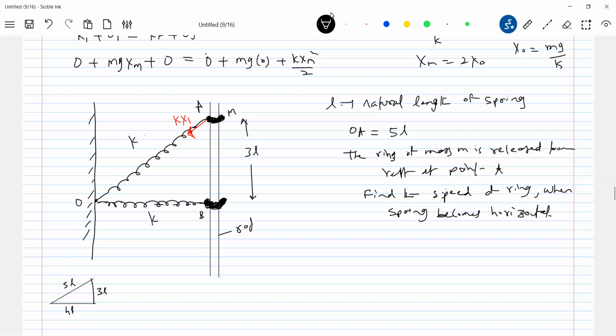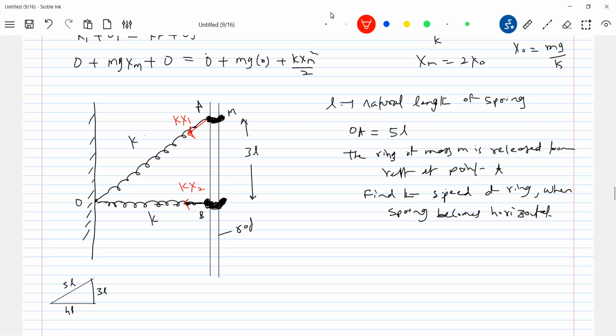What is the length of the spring? 4L. But what is the natural length of the spring? It was L, no? So therefore, here is the spring elongated or compressed? No, here also it is elongated. Let it be kx2. Let's do one thing.